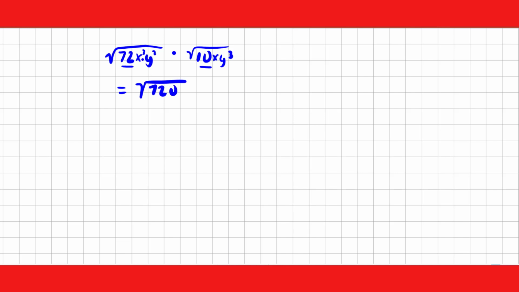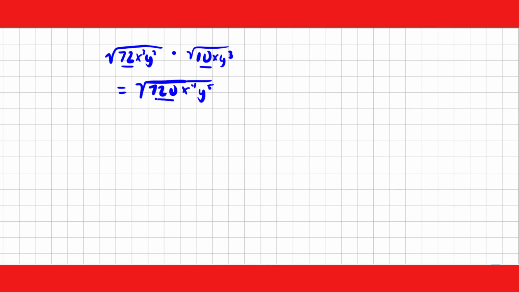Now I have x cubed times x. Well, that's going to give me x to the 4th. And then I have y squared times y to the 3rd. That's y to the 2 plus 3, so that's going to be y to the 5th. So far I have the square root of 720, x to the 4th, y to the 5th.